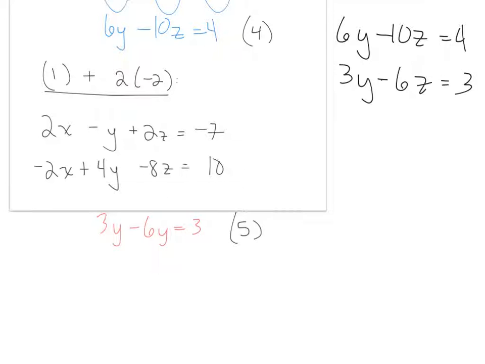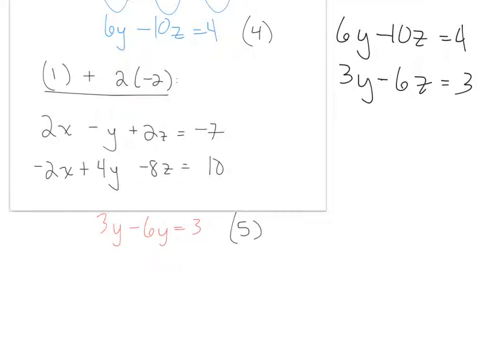Now, it's not easy to work with z, but you could. You could make them both 30 and negative 30. If you want to eliminate z, you could multiply the top one by 3, multiply the bottom one by negative 5, that would be positive 30. But it makes more sense to eliminate y, doesn't it? Christian, how would I eliminate y in this case?